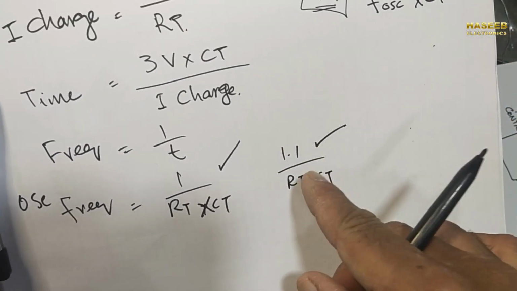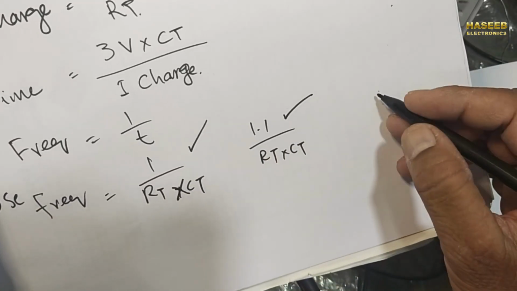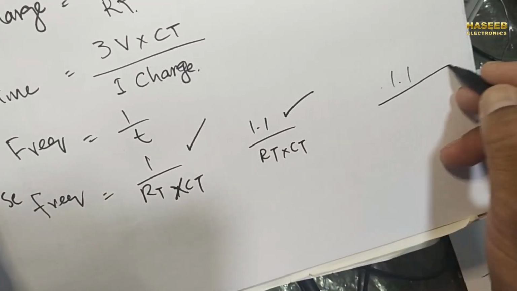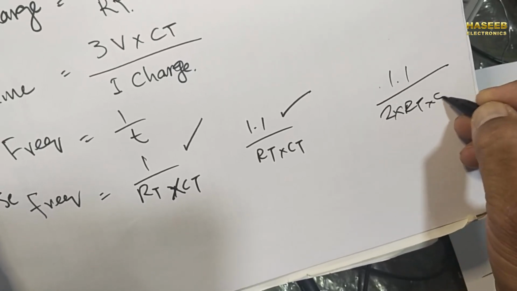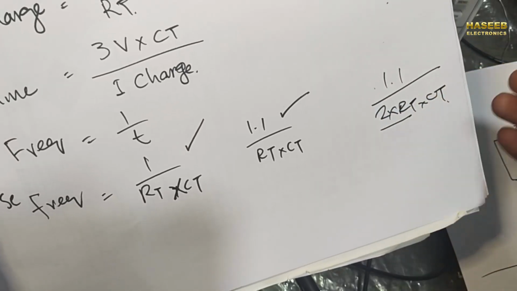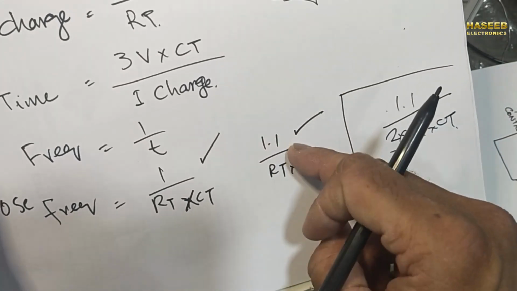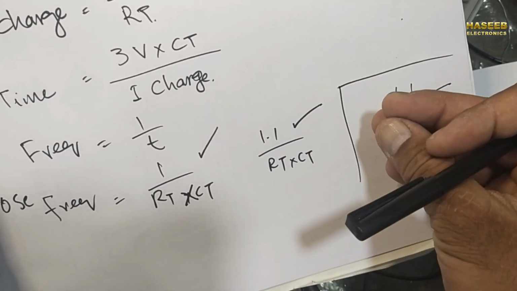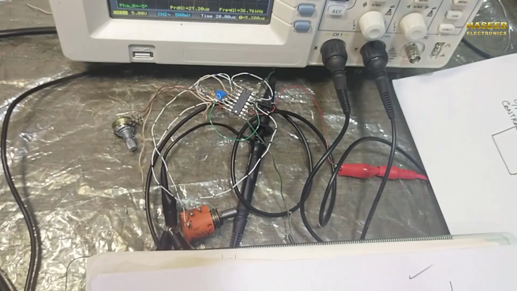This frequency will be the output frequency in single ended mode. If you want to calculate for push pull, in that case 1.1 times 2 RT CT, because the frequency will be divided by 2, or we can simply divide the output frequency by 2 if we connect pin number 13 to the V reference.